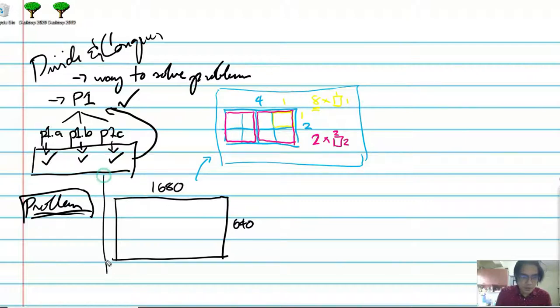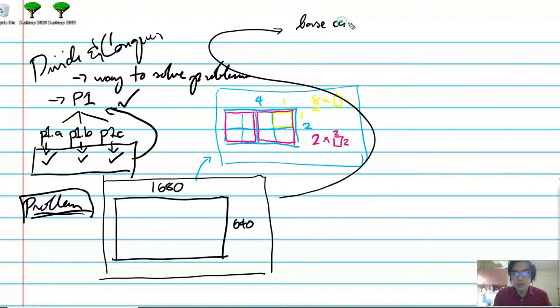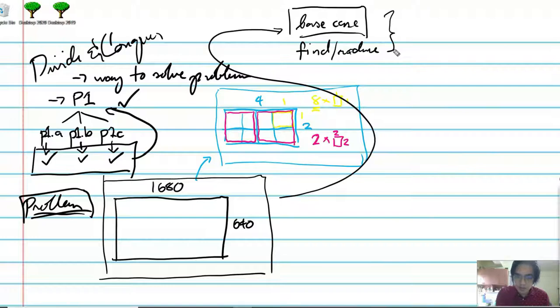Let's go back to our problem here. What if the landmass is not anymore 4 by 2? What if it's 1680 by 640? Divide and conquer would tell us that the first thing you need to do is to find a base case. Or, let me offer a better wording, reduce this problem into a base case, meaning what is the simplest possible form of this particular problem where we can find a solution.